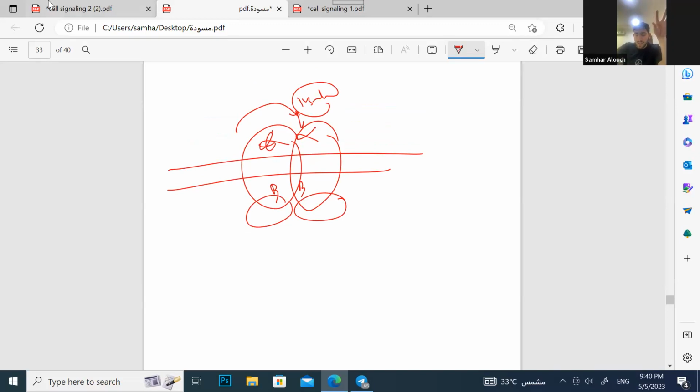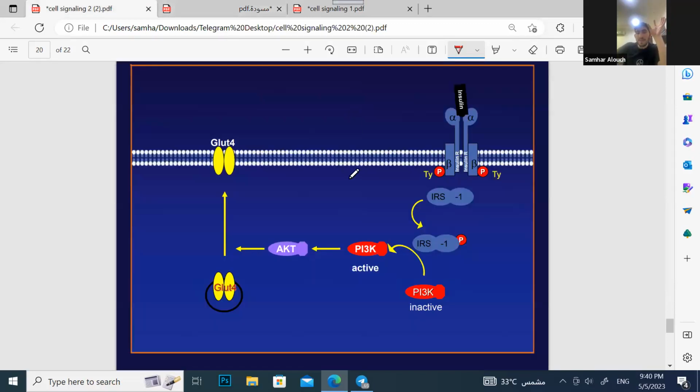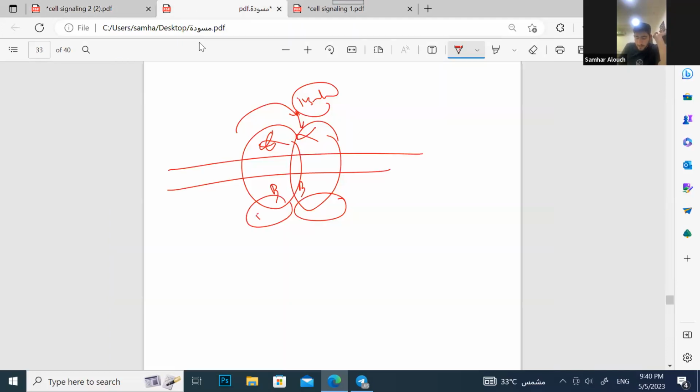Once tyrosine kinase becomes active, it activates something. Look here, it's tyrosine kinase, okay? Once tyrosine kinase is active, it activates a very important thing called insulin receptor substrate, which is IRS. So this tyrosine kinase goes and phosphorylates IRS. IRS is insulin receptor substrate. This is called the insulin receptor, so this is a substrate related to the insulin receptor. That's its name: insulin receptor substrate.